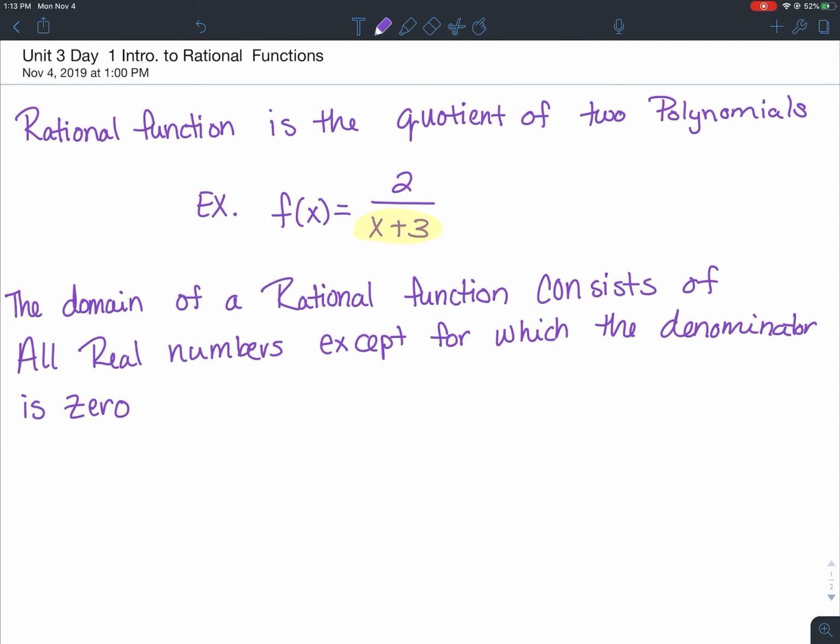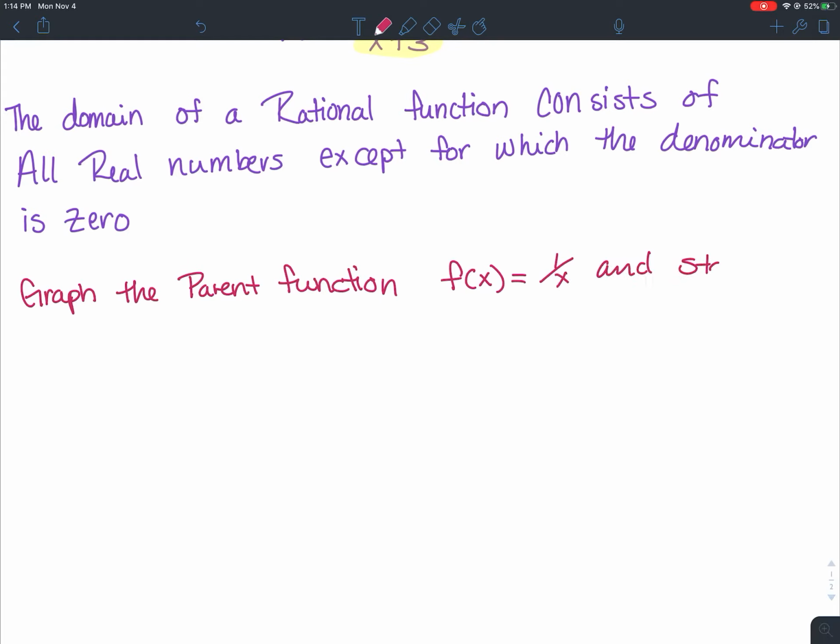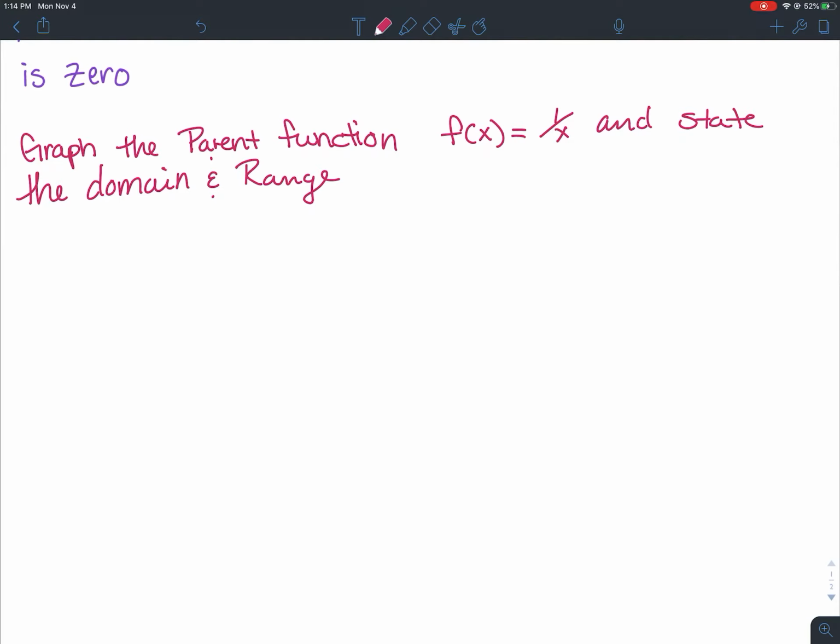All right. So let's talk about that by looking at the parent function. Let's write down the example: graph the parent function f of x equals 1 over x. State the domain and range. All right, so we got this little parent guy.